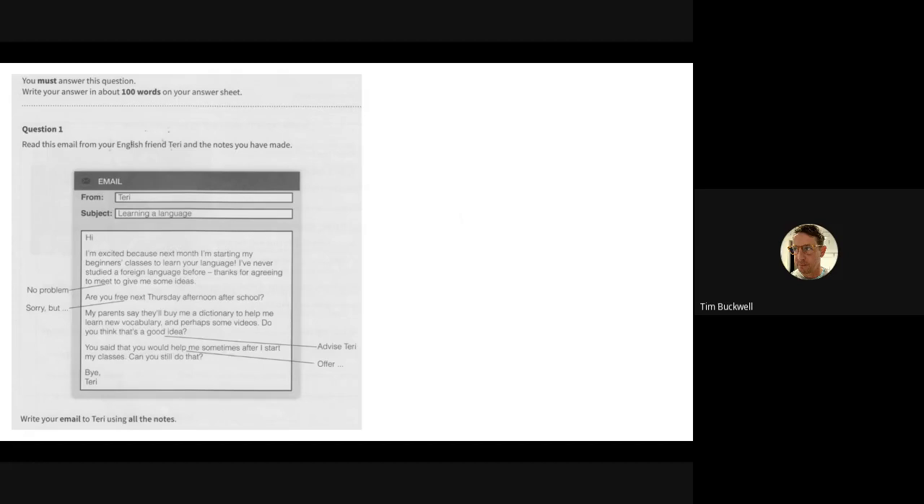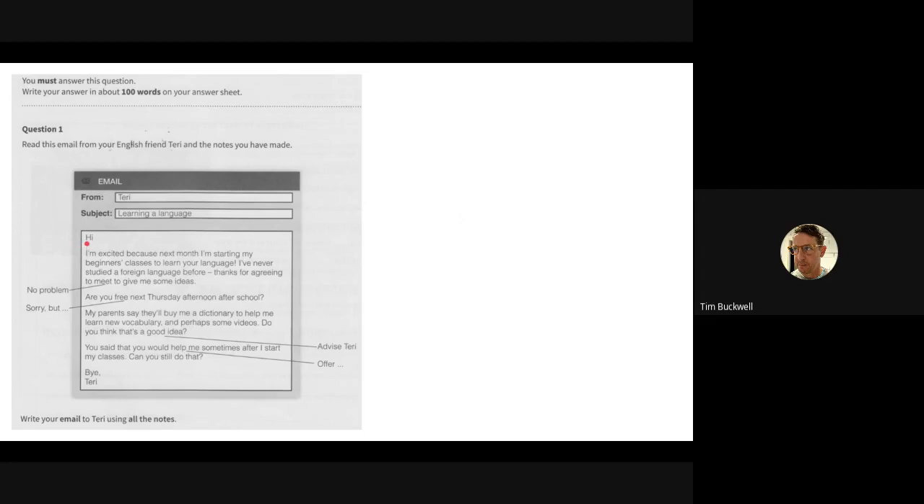And now we're going to read it together. You must answer this question. Part 1, you must answer this question. Write your answers in about 100 words on your answer sheet, and then read this email from your English friend Terry and the notes you have made. The email has been written by Terry, and the subject is learning a language.